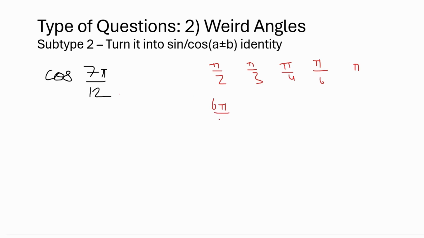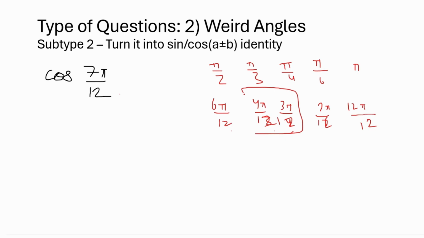So it becomes 6 pi by 12, 4 pi by 12, 3 pi by 12, 2 pi by 12, and 12 pi by 12. And now all we're trying to do is find two of these that either add to 7 pi by 12 or subtract to 7 pi by 12. Do you see where I'm going with this?